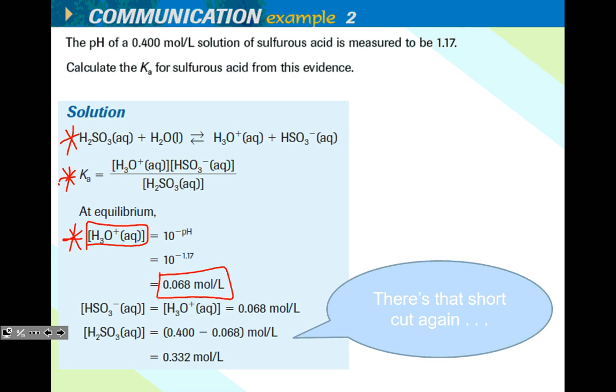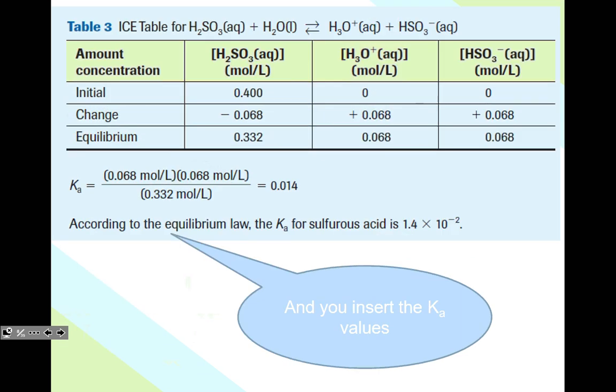And then we also know that the hydronium ion and the other entity here, it's a 1-to-1 ratio, so it applies to everything. And then, of course, what you do is you take your initial concentration, subtract your 0.068, which is going to give you a concentration of 0.332 moles per liter. There's that shortcut again. There's the ice table, but you don't need it. I think we're good without it, but I thought I'd just throw it out there for you. And then you just plug in your numbers and let your calculator do the work, and you get an answer of 1.4 times 10 to the negative 2.